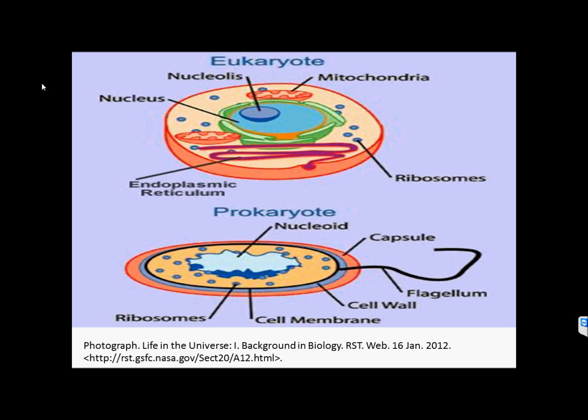The difference between a eukaryote and a prokaryote is that a eukaryote does not have a flagellum, and a prokaryote has no nucleus and no organelles.